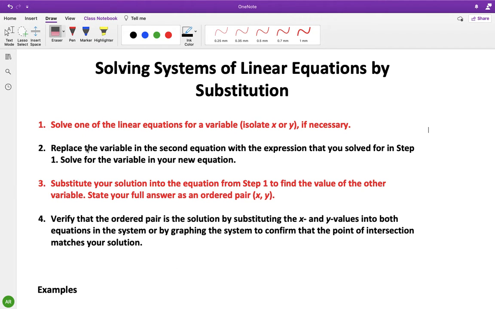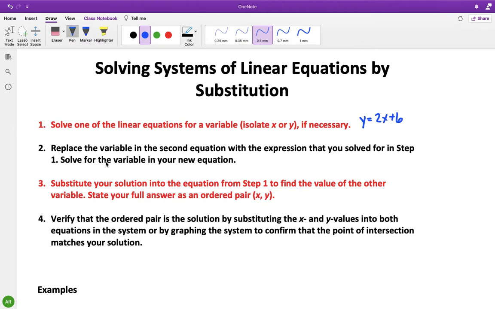Step 1 is to solve one of the linear equations for a variable, isolating x or y if necessary. That basically means we want to get the x or the y by itself for one of the 2 equations. It doesn't matter which one, and it doesn't matter which variable. One option would be to have something in slope-intercept form. So y equals 2x plus 6 would be an example of where the y is isolated, right?